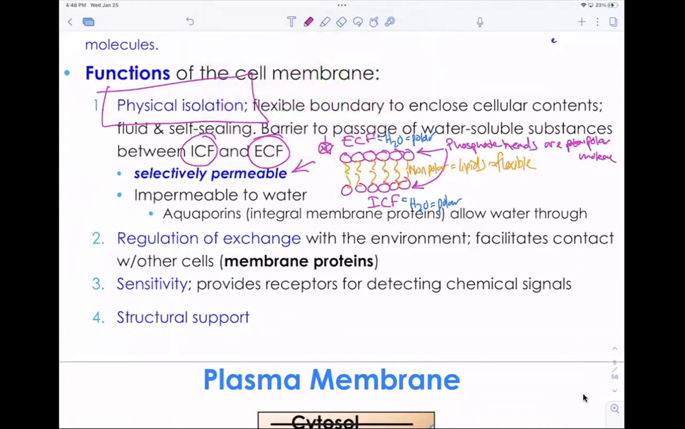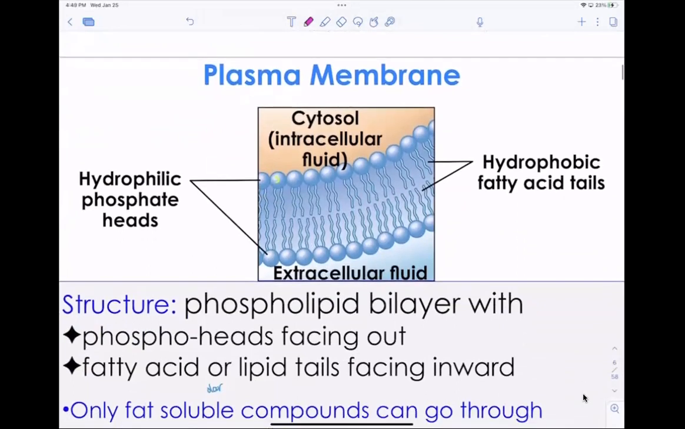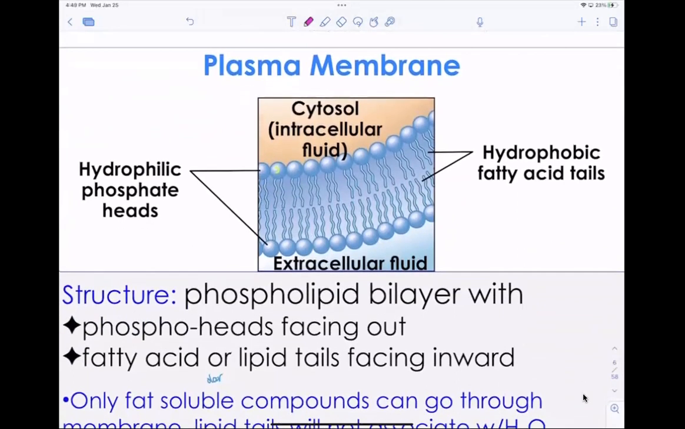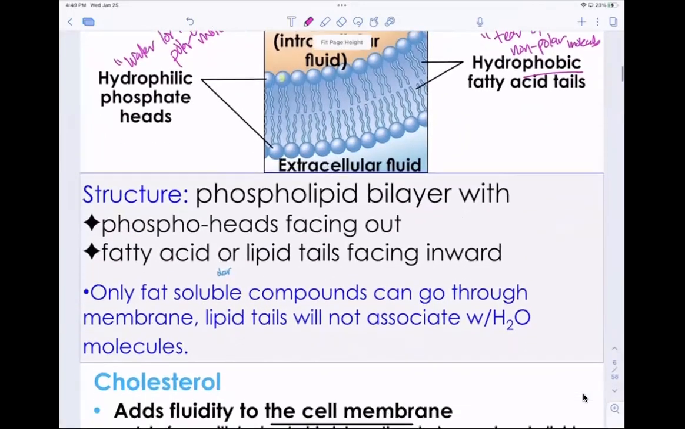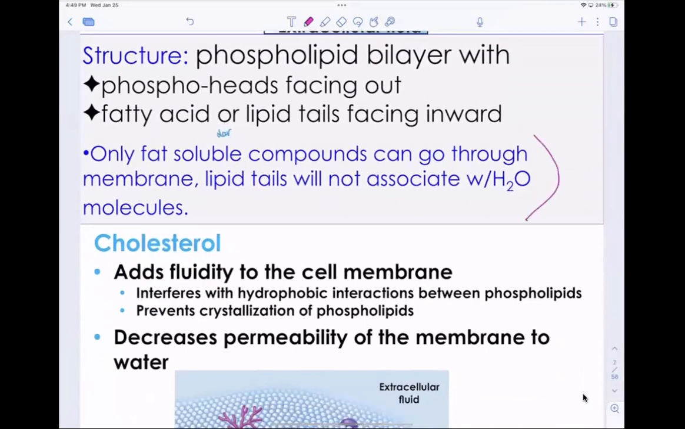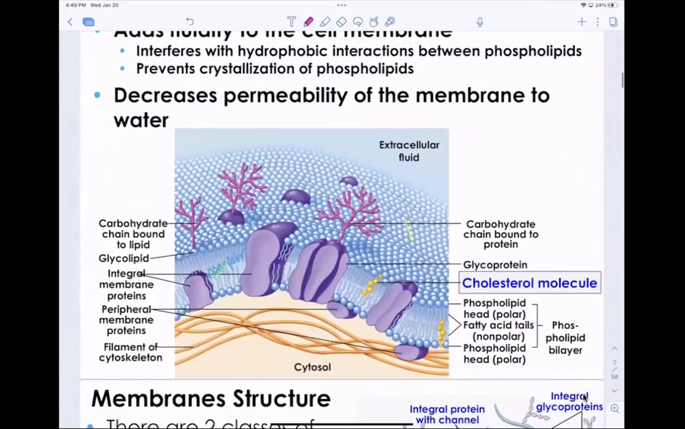You can have receptors on the outside of the cell membrane or the inside of the cell membrane, and it can be structural support. So when we talk about hydrophilic, this is water loving, right? And so these are polar molecules. And hydrophobic is fear of, and so these are nonpolar molecules. So understand hydrophobic, hydrophilic, polar, nonpolar, structure of a phospholipid bilayer, and what can go through and what can't. Again, cholesterol adds to the fluidity.